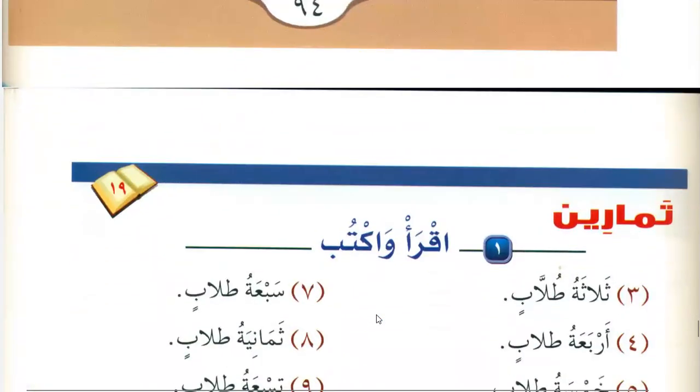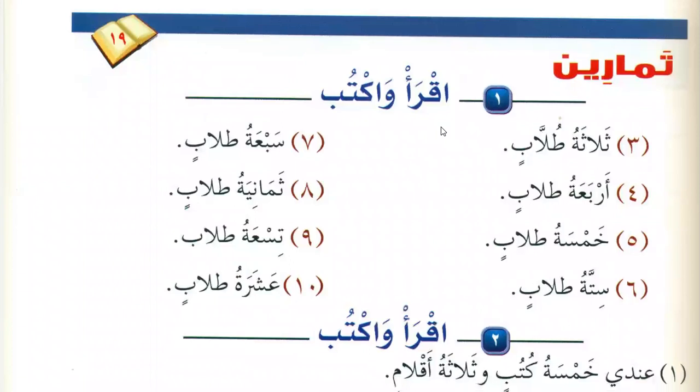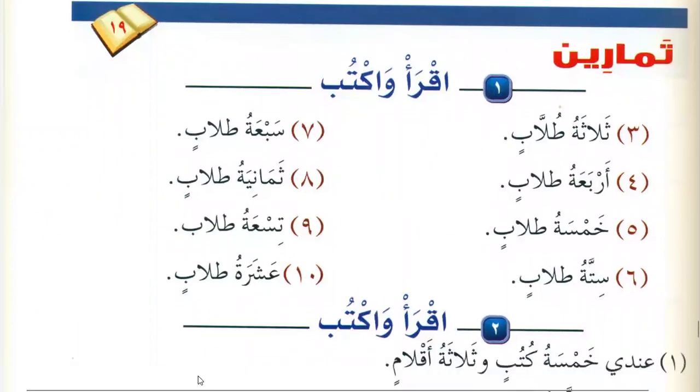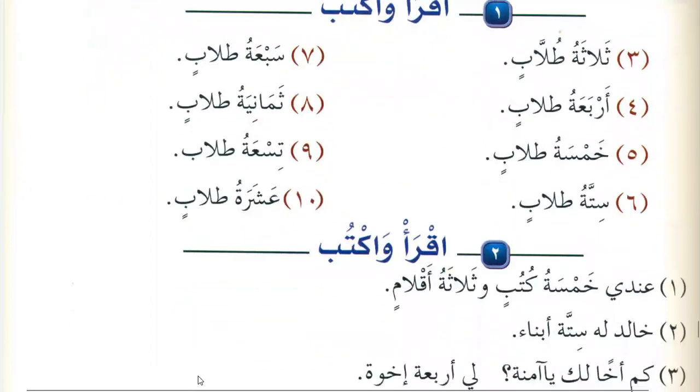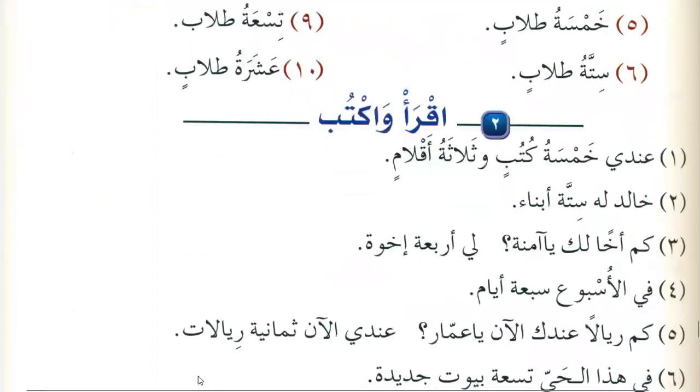Shukran ya Sheikhu. Thanks, O Sheikh. Now, read and write. So here note that adad is mudaf and madud is mudaf ilayh, and mudaf ilayh is always majrur. You already know this. And also note that from 3 to 10, the madud is plural. We cannot use any singular word here. Ms. Amin, read. Thalathatu tullabin, sittatu, sab'atu tullabin, arba'atu tullabin, thamaniyatu tullabin, khamsatu tullabin, tis'atu tullabin, sittatu tullabin, asharatu tullabin.